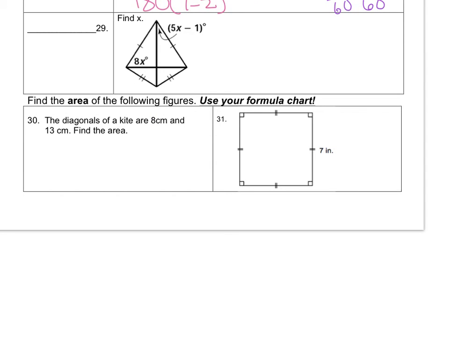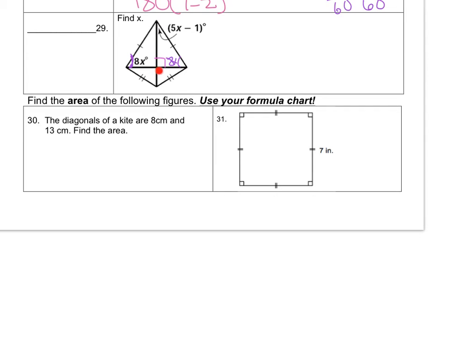Okay, on problem number 29, we have a kite, so make sure you look over the properties of a kite. The first property I would notice is that it says exactly one pair of congruent opposite angles. So if its opposite angles are congruent, I know this angle right here is 8x, and that means this angle right here is also 8x. Okay, then the next thing I'm going to look at, it says diagonals are perpendicular. You have to know what perpendicular means. Perpendicular means they're forming 90-degree angles.